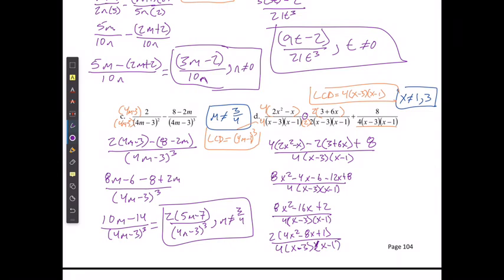Now, I can't factor down this trinomial at the top, but I can see that there's a common factor between the 2 and the 4. I'm going to divide the top and the bottom by 2. So I'm going to state that all of this is going to simplify to 4x squared minus 8x plus 1 over 2 times x minus 3, x minus 1, where x cannot equal 1 or 3.